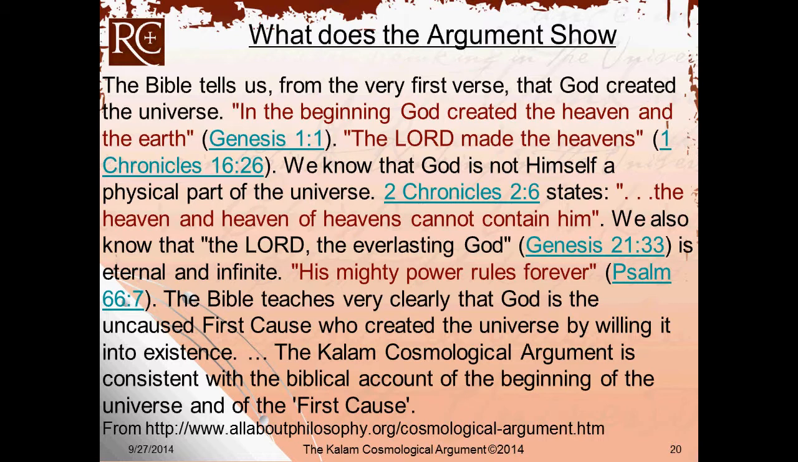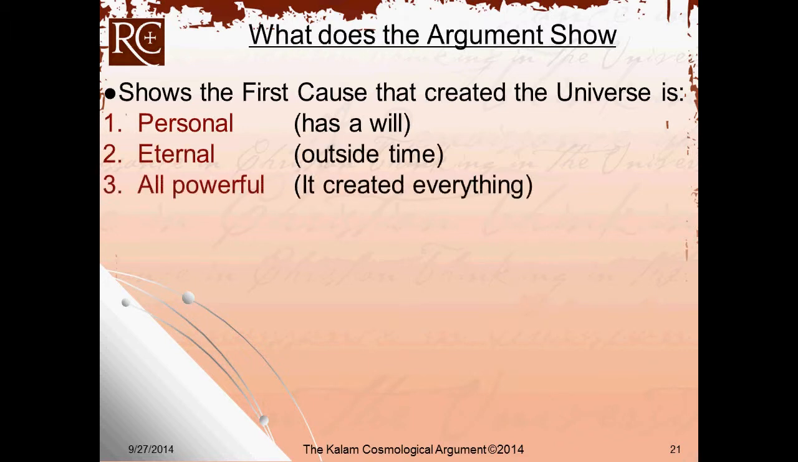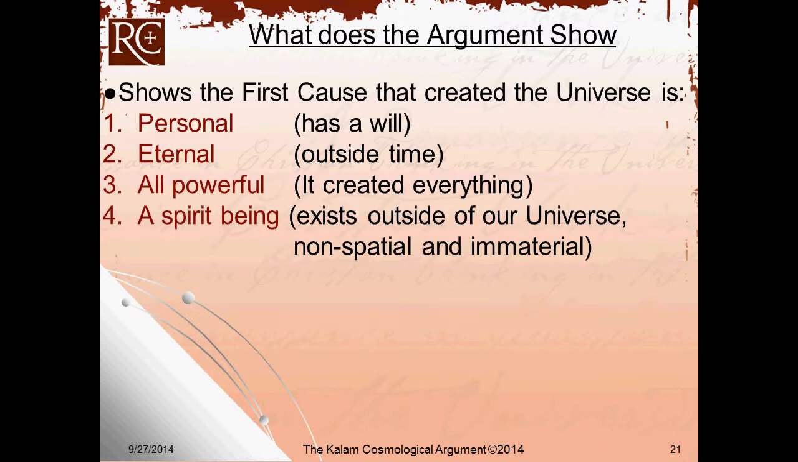The Bible teaches very clearly that God is the uncaused first cause who created the universe by willing it into existence. The Kalam cosmological argument is consistent with the biblical account of the beginning of the universe and of the first cause. So, the argument shows the first cause which created the universe is personal, has a will, is eternal, and exists outside of time, is all-powerful because it created everything. Now, you could say that's not a good definition of all-powerful, and I would ask you, why not? Can you imagine anything more powerful than something able to create everything?